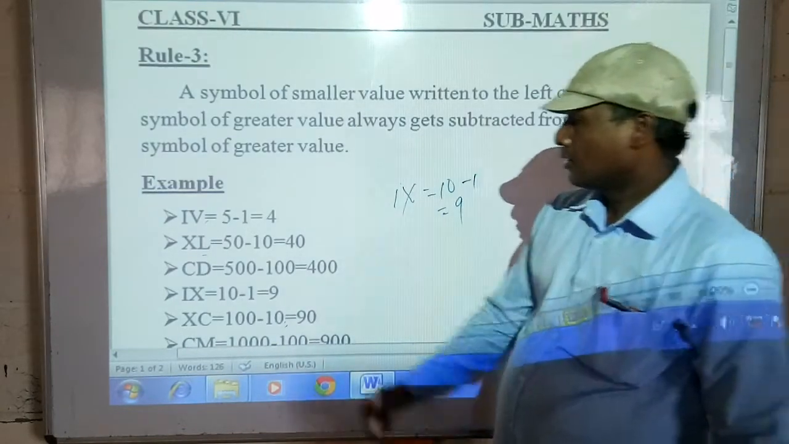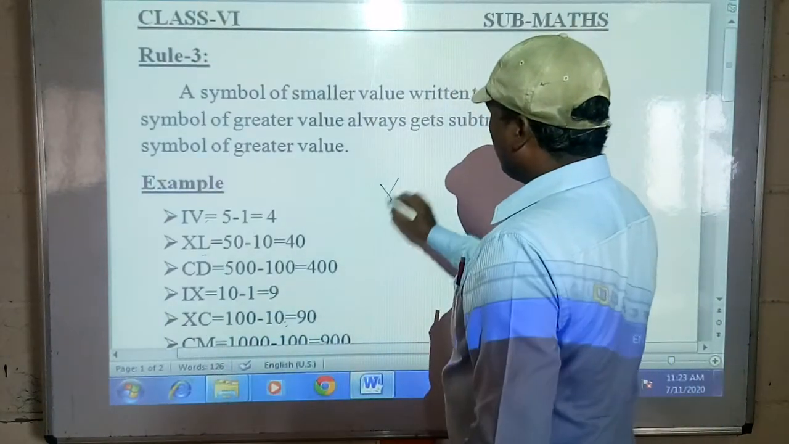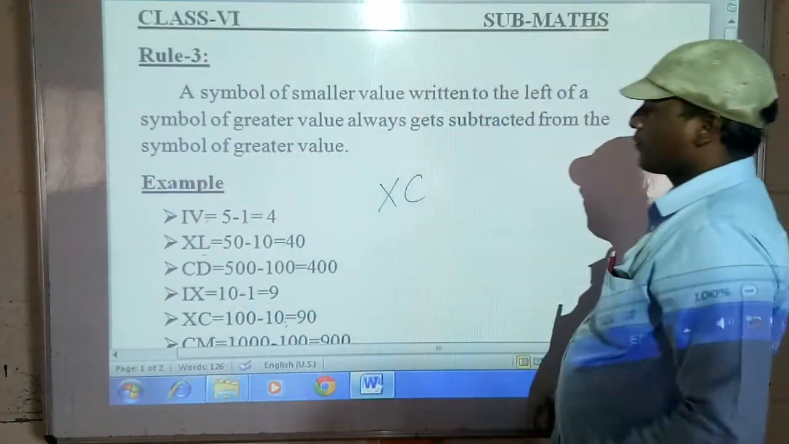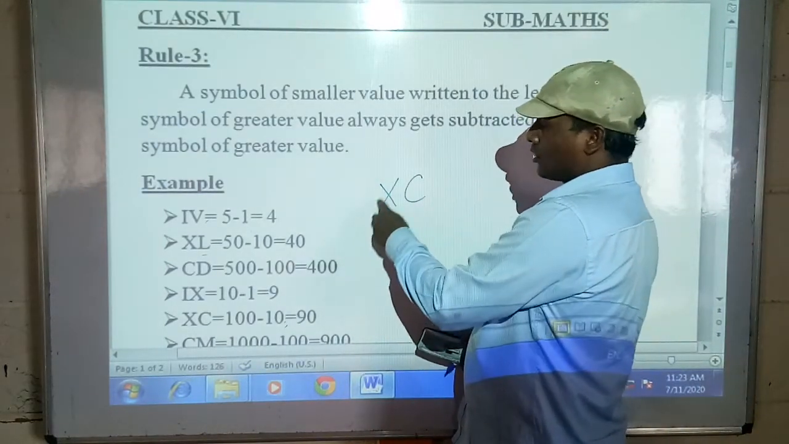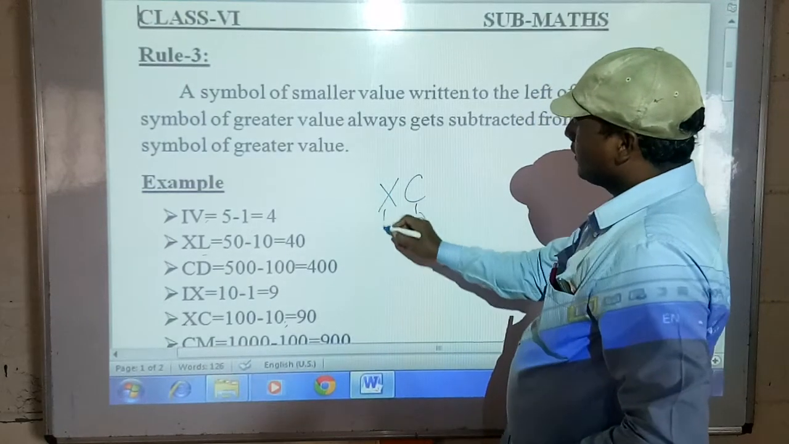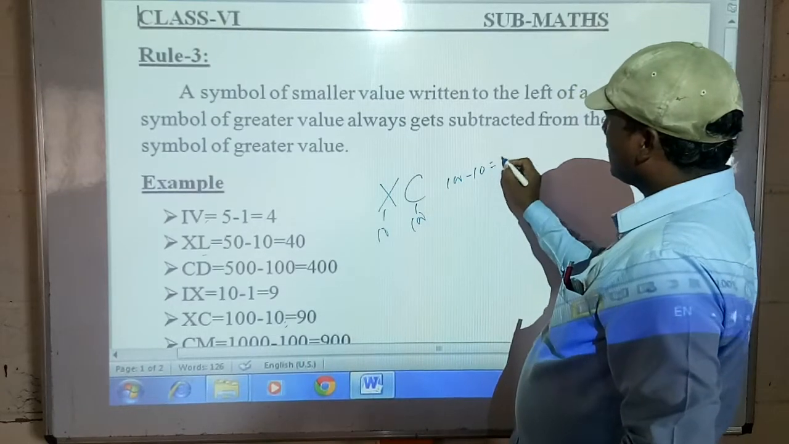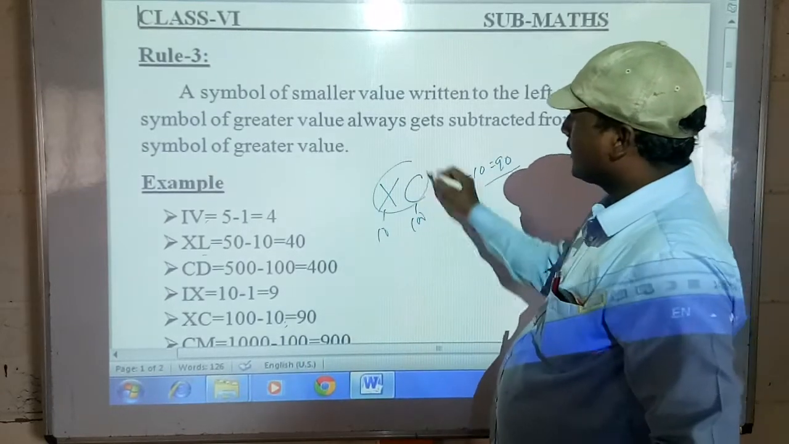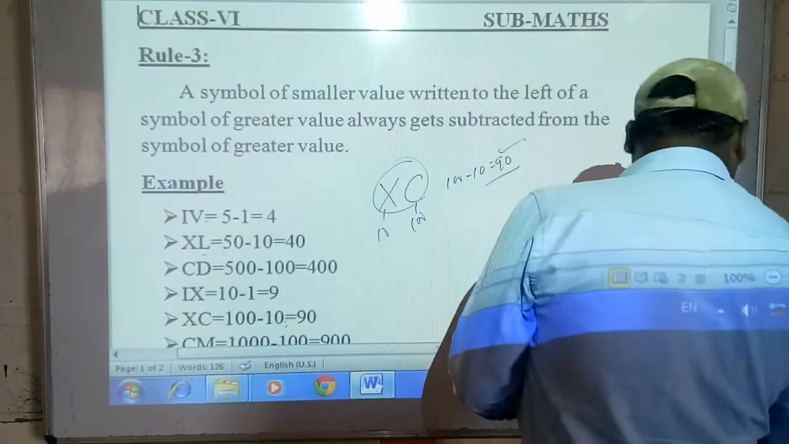Okay, students. XC. Here the question given is XC. Observe. In this one, which is greater? C is greater and X is smaller, and X is on the left side of C. C has 100 and X is 10, so 100 minus 10 is equal to 90. So XC is equal to 90. Are you clear?